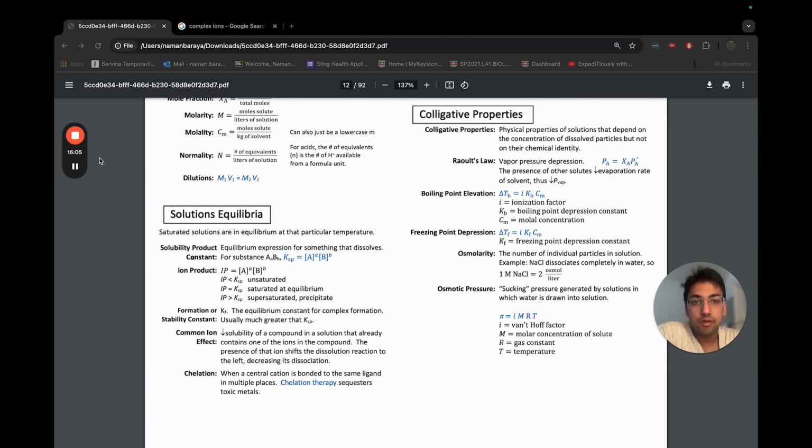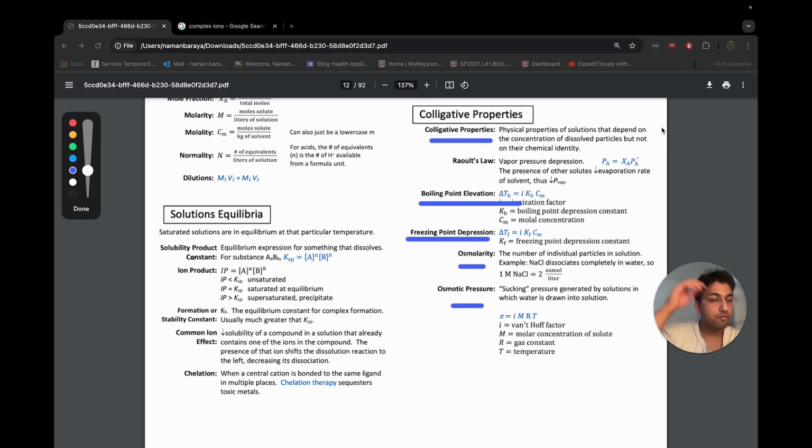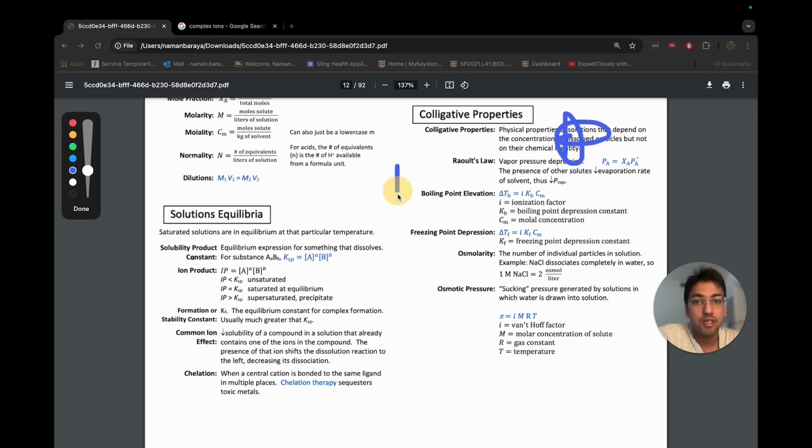Okay, now we have colligative properties. This is a little more about boiling point elevation, freezing point depression, osmolarity, and osmotic pressure. Colligative properties are the physical properties of a solution that depend on the dissolved particles. The important thing is that it doesn't matter what the chemical identity of the dissolved particle is. Is it a lot of protons? Is it a lot of chloride ions? It doesn't matter. What matters is the concentration of those dissolved particles. So you have vapor pressure depression, boiling point elevation, and freezing point depression.